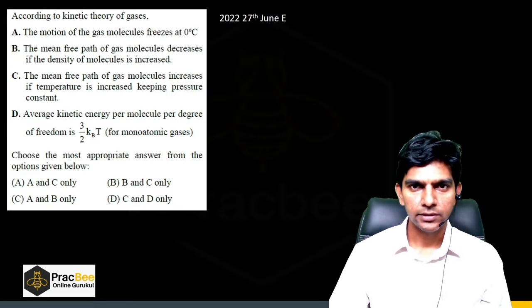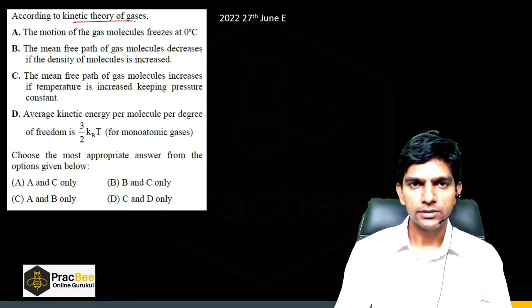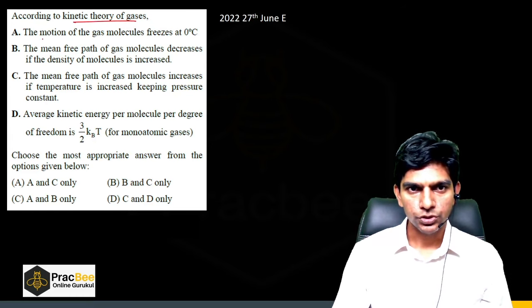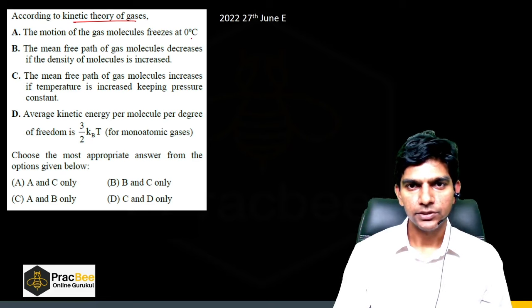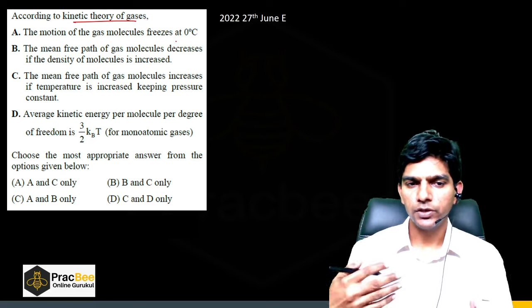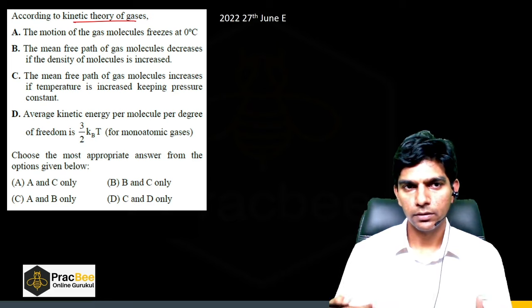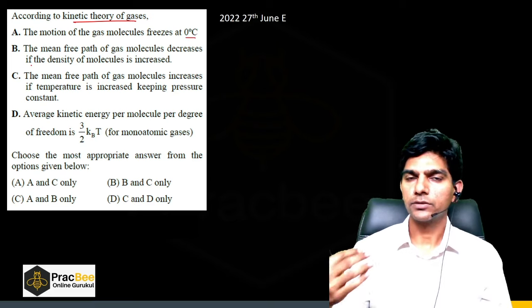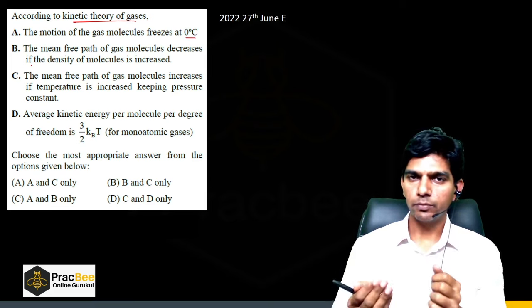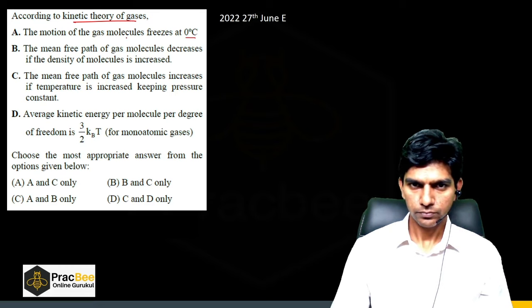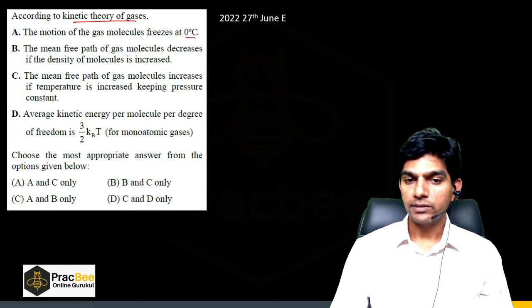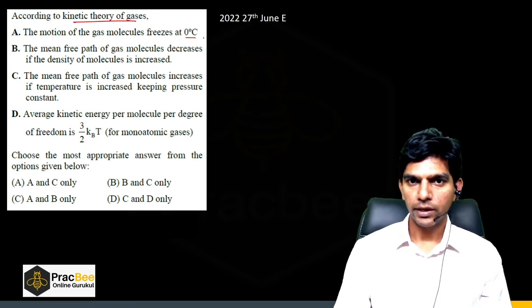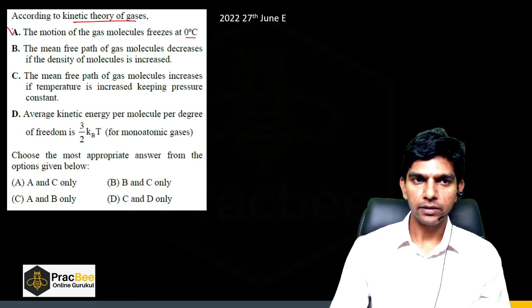Right. So now let us see another question. According to kinetic theory of gases, there are 4 options and we have to figure out which of these statements are correct. The motion of gas molecule freezes at 0 degrees Celsius. What happens if we decrease the temperature to 0 degrees Celsius? It is not 0 Kelvin. So this option is incorrect.